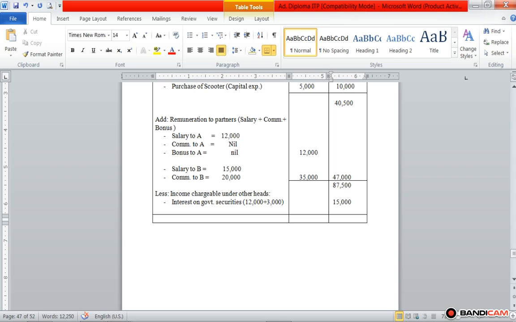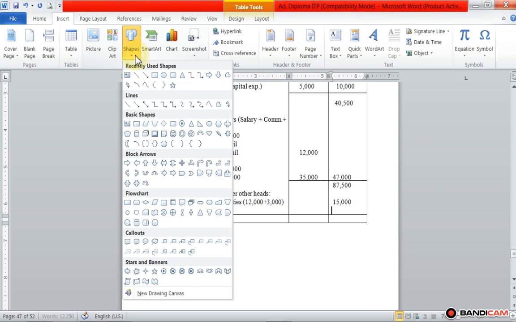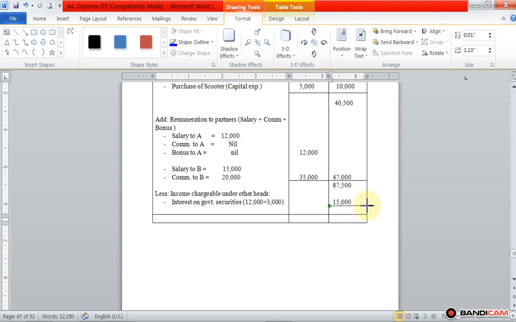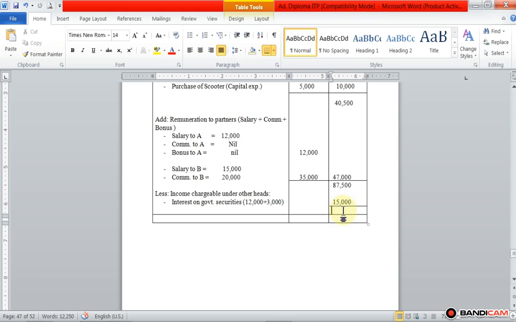Then the amount is, so here 72,000. So total of outer column is 72,500. 72,500. Sorry.